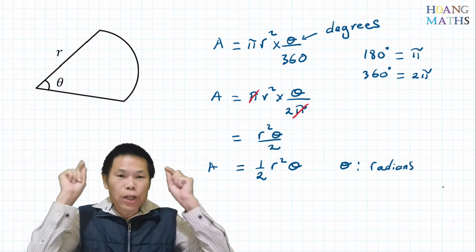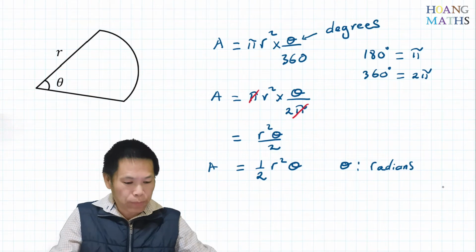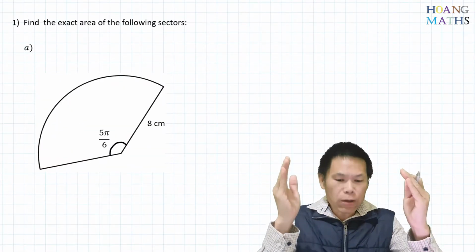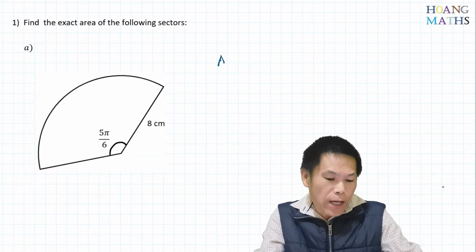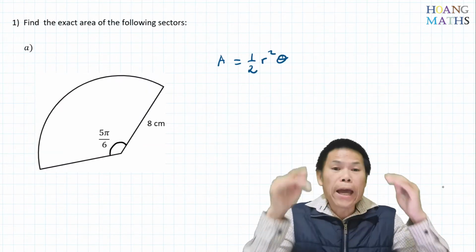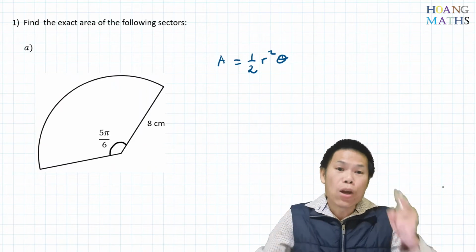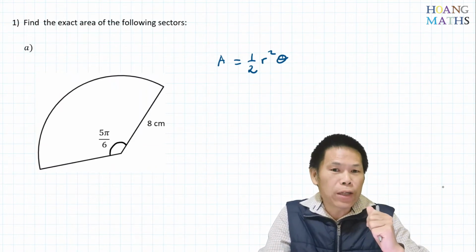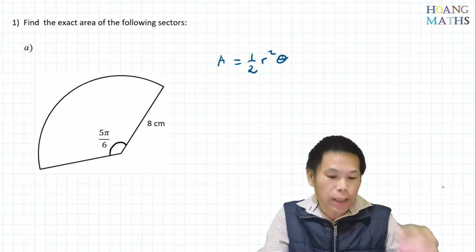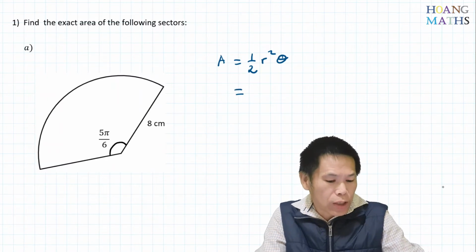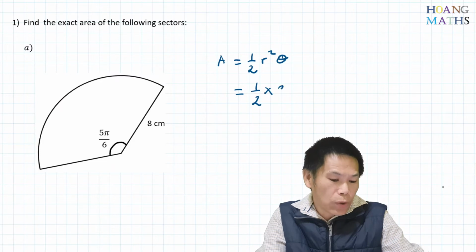There you go. So let's go through a couple of examples to work this out. We know that the area of a sector is a half r squared theta, and don't forget, theta must be in radians. It's already in radians, that is 5 pi over 6. So I just substitute this value in. r is the radius of the circle, which is 8, squared, and we multiply by the angle theta, which is 5 pi over 6.